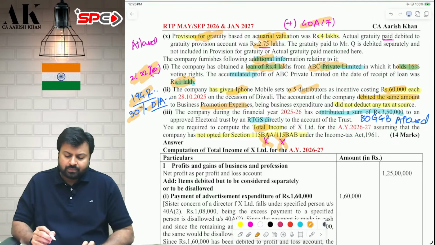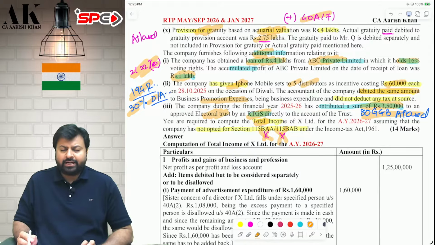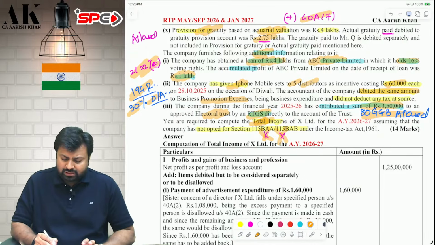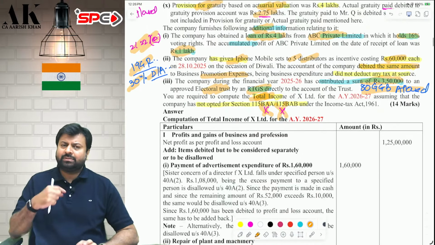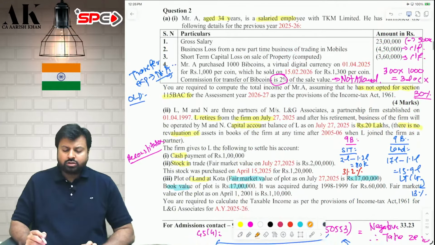90,000 rupees. And last but not least, you have contributed 3.5 lakh to approved electoral trust by RTGS. So this can be claimed as a deduction under 80GGB. Okay. So this is what this question is all about. Nothing great. Yes, some adjustments were new, but it was very easy. Nothing great as such. Question number 2.